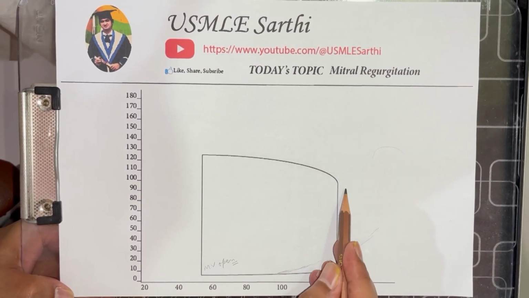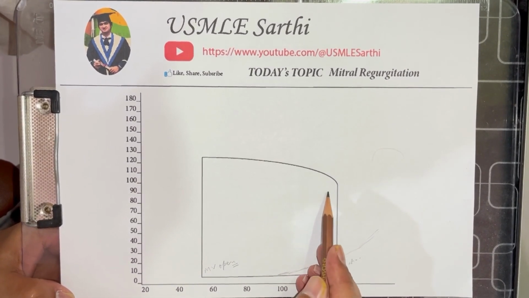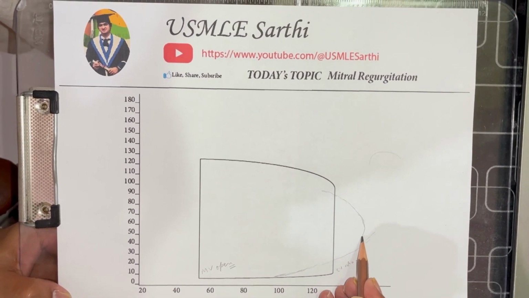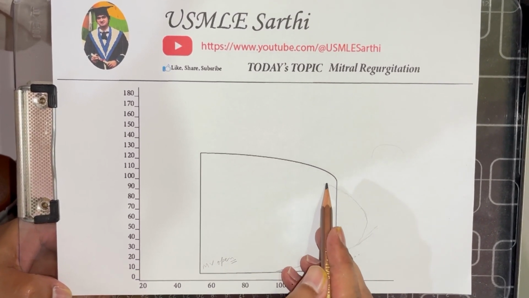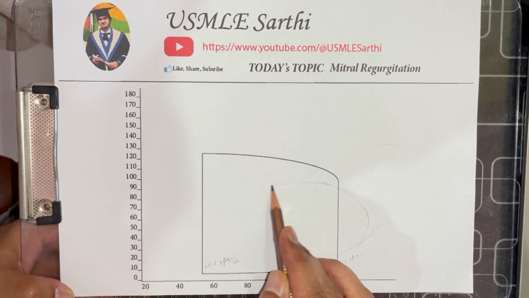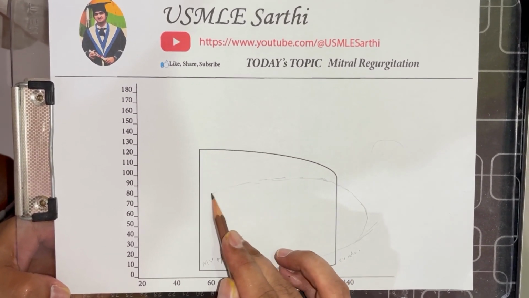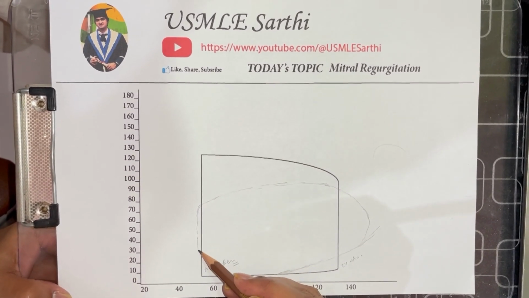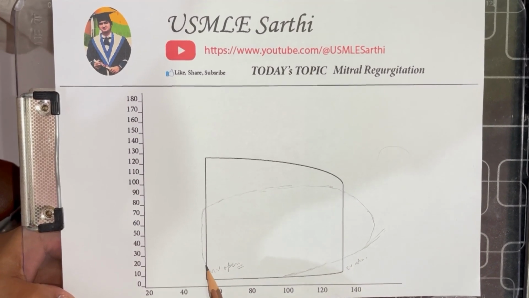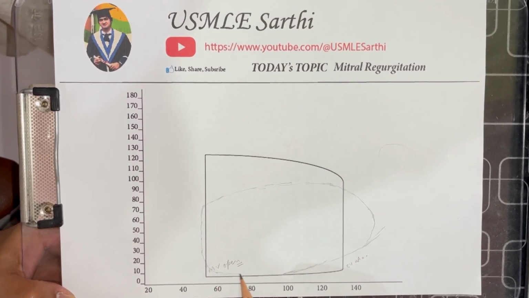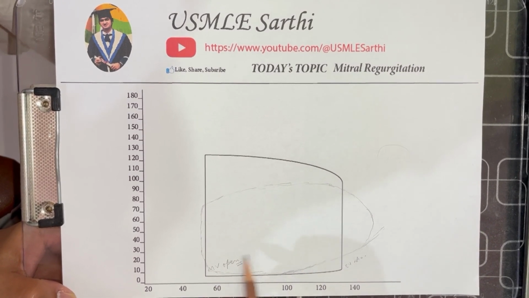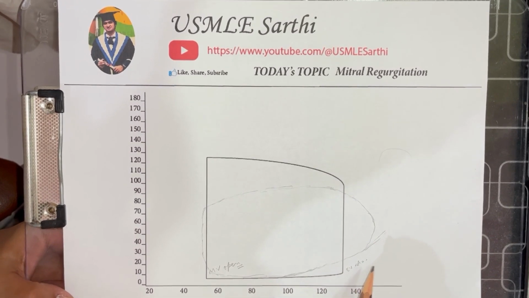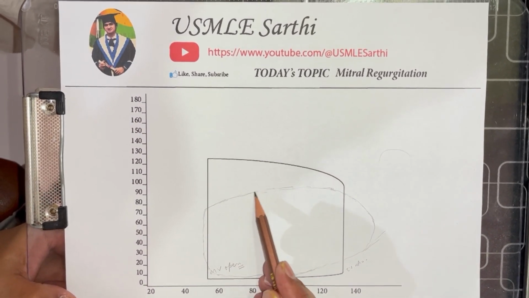but it will not touch the highest pressure because the blood is backing up into the left atrium. So somewhat this graph looks like this, because the pressure in the left ventricle is not that much, and your stroke volume will be increased because the volume from the left ventricle is ejected into the aorta but also back into the left atrium. So this is how the graph looks, and I hope this is visible to you.